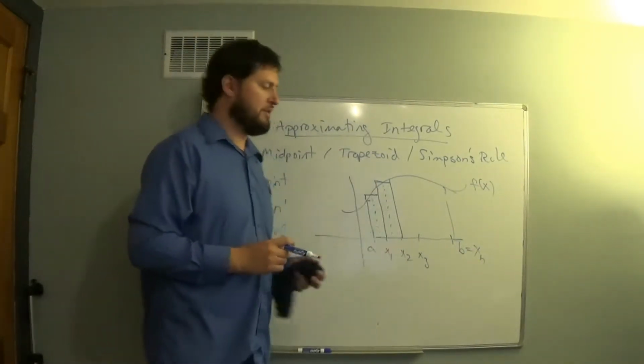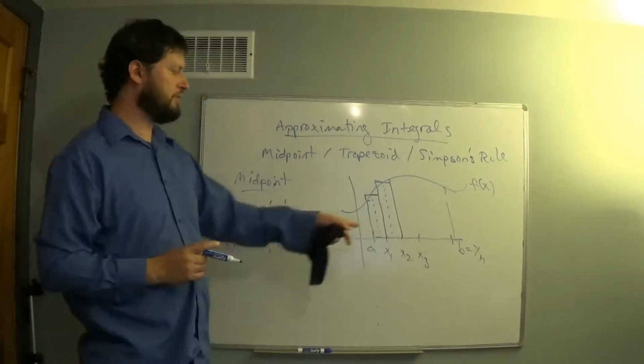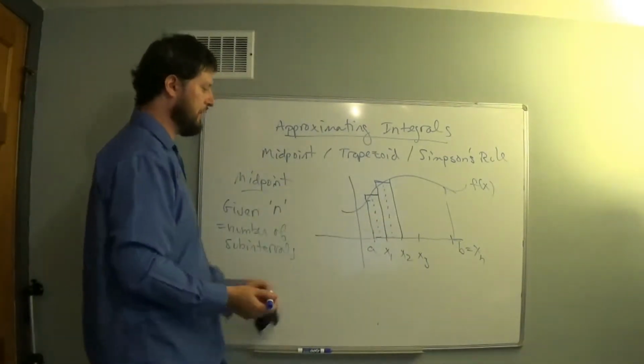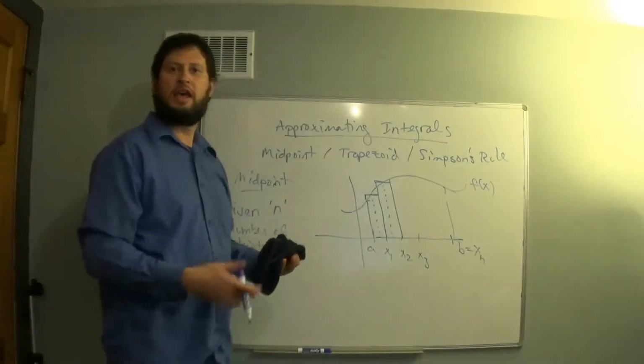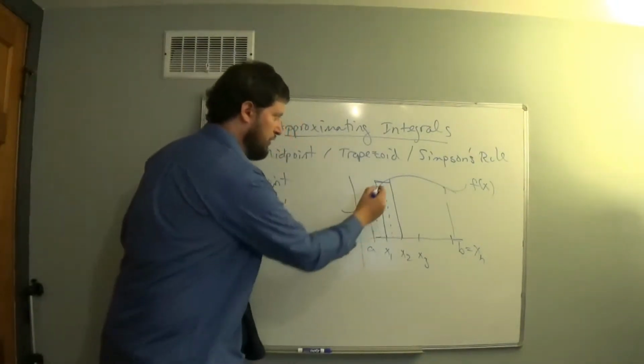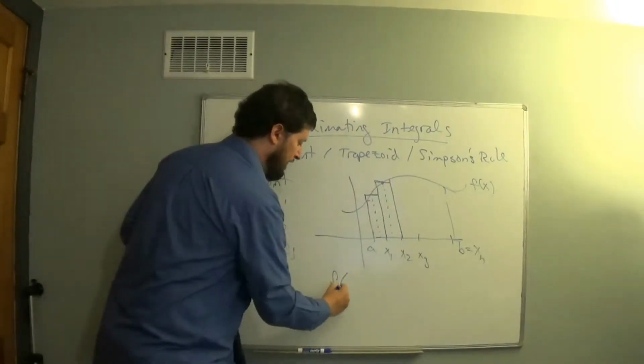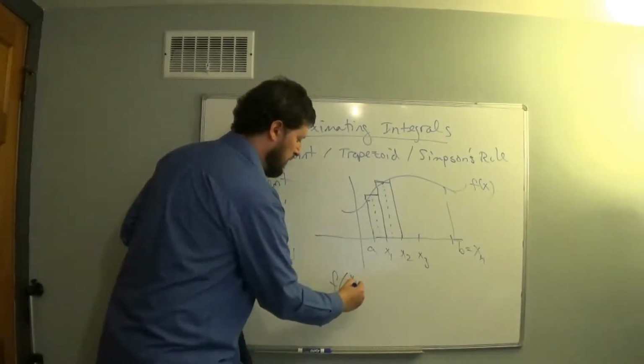So that's the big idea with a midpoint rule. We're going to use these midpoints. Midpoint is easy to come up with. What is the midpoint of any two numbers? Add them up and divide by 2. So this height up here will be f at x sub i.